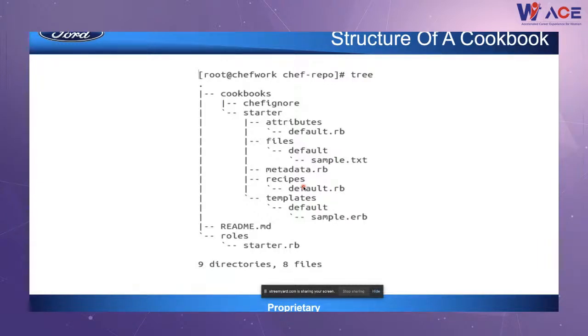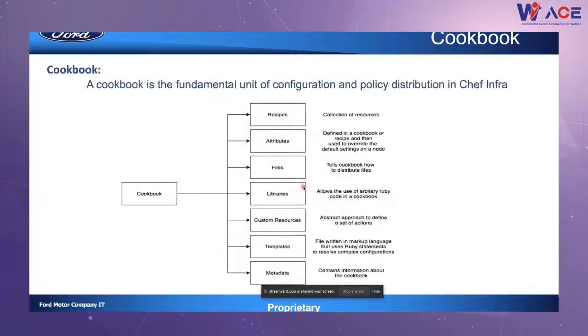Your cookbook is going to be the topmost, and inside that you're going to have recipes, attributes, files, and everything. All these components that we see in this previous slide are going to be embedded inside the cookbook, right? So we know now that recipes is a collection of resources, right? And attributes are nothing but some default settings.